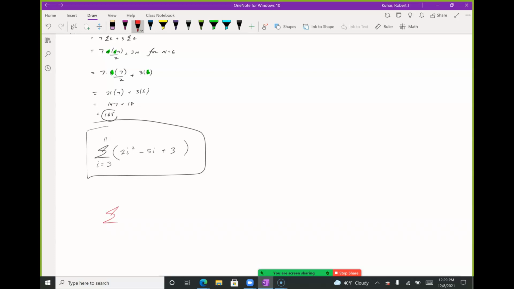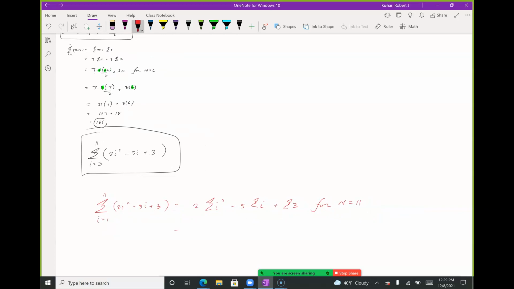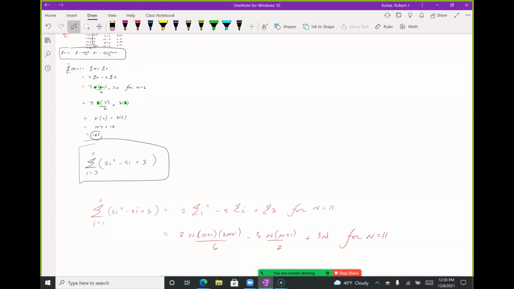Okay. So I know the sum from i equals 1 to 11 of 2i squared minus 5i plus 3 is the same thing. It's 2 times the sum of i squared minus 5 times the sum of i plus the sum of 3, for n equals 11. So the sum of i squared comes from n times n plus 1 times 2n plus 1 all over 6, minus 5 times n times n plus 1 all over 2, plus 3n, for n equals 11. And so now all I have to do is plug in 11 and I get that sum.